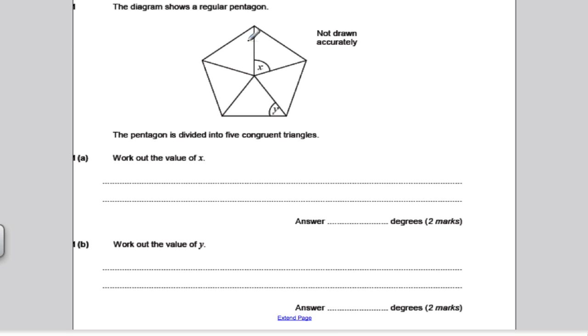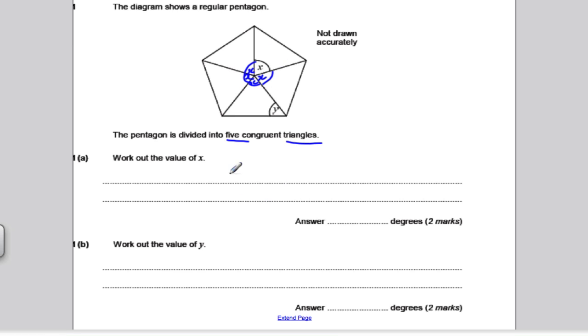Okay, it says that we've got a regular pentagon here. So a regular pentagon, and we are told it's divided into 5 congruent triangles. That means all of these triangles are identical. So this must be x, this must be x, this must be x, that must be x. Okay, it asks us to work out the value of x.